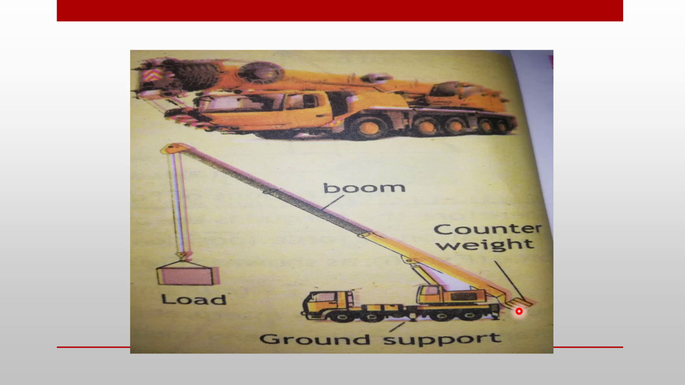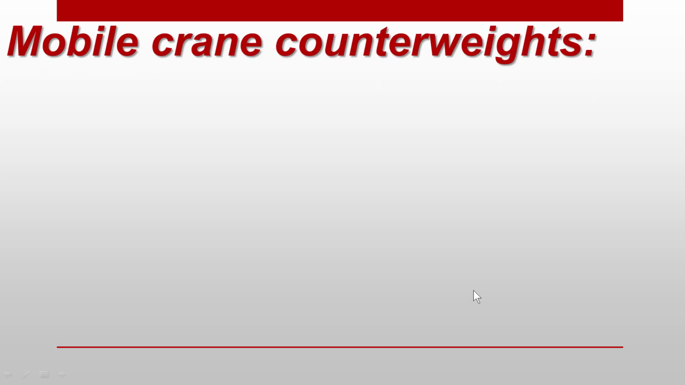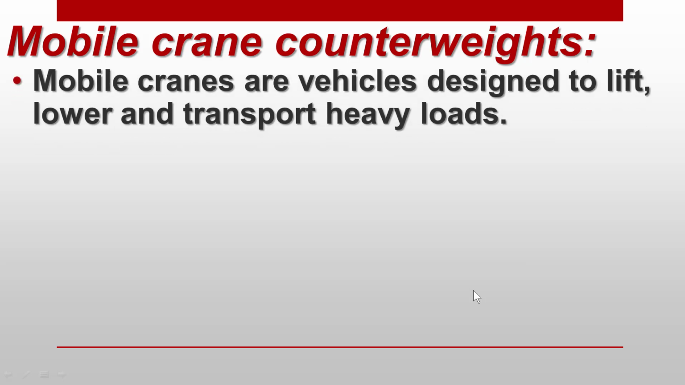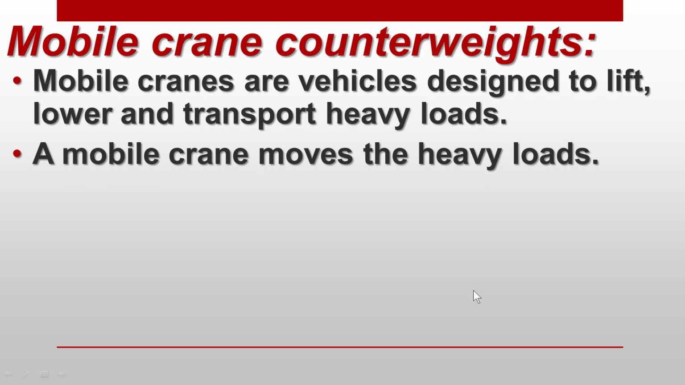So why is this counterweight important, what is its function? We will see this, but this longer part is the boom. What is happening over here: mobile crane, counterweights. Mobile crane means its boom can be moved here and there, and it can lift the weight from one place and leave it at some other place. So mobile cranes are vehicles designed to lift, lower and transport heavy loads. This is the function of mobile cranes.